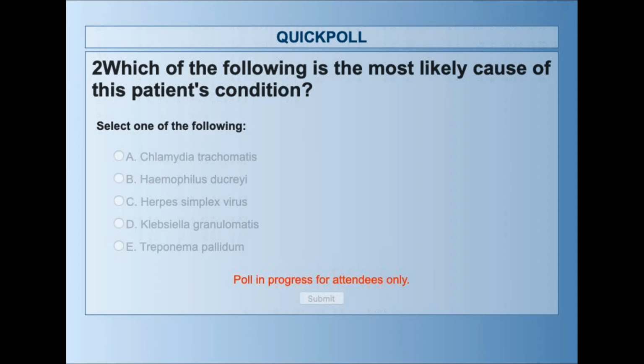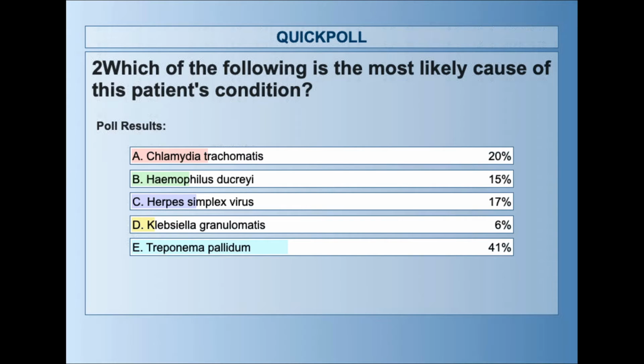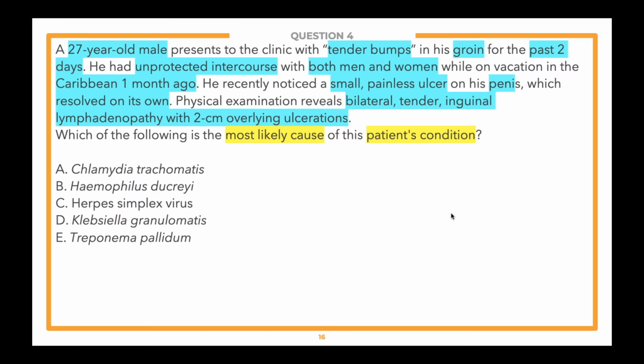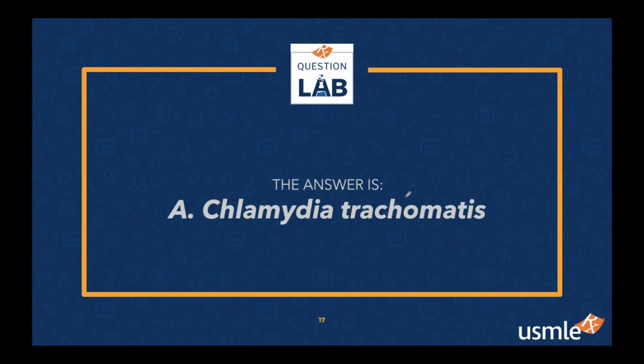All right, let's take a look and see what you selected. 41% of you selected Treponema pallidum, and in second place, we had chlamydia. So let's see what the correct answer is. The correct answer is A, chlamydia, and 21% of you got it right. So another challenging question. Let me hand it off to Boris.